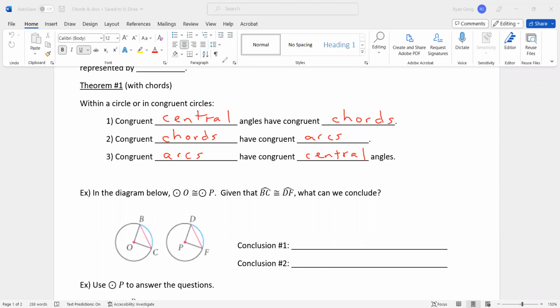In the diagram below, circle O and circle P are congruent. That's given. That is important because if they're not congruent, this theorem doesn't apply. I'm telling you that arc BC is equal to arc DF. If that's true, what can I conclude? Well, if the arcs are congruent, then the central angles are congruent. So angle BOC is congruent to angle DPF. The other conclusion then would be that the chords created by those central angles, so BC and DF, are congruent. Okay, that's all that's saying.